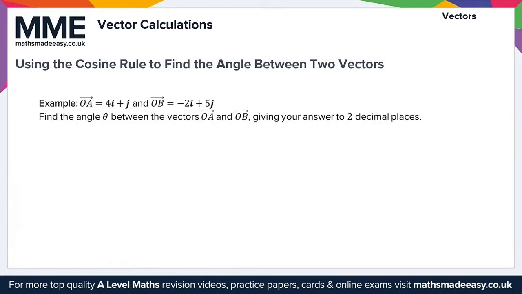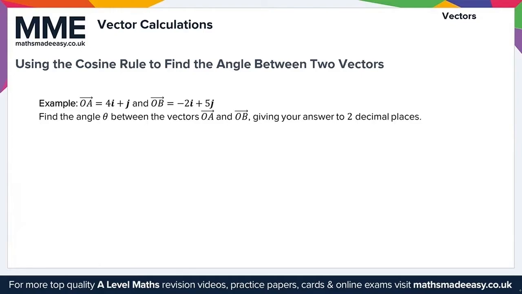And finally, let's take a look now at using the cosine rule to find the angle between 2 vectors. Now, to find the angle between 2 vectors, say A and B, you can construct a triangle with A and B as 2 of the sides and then calculate the magnitude of the vector AB for the remaining side. And we can then use the cosine rule to find the angle between the 2 vectors.